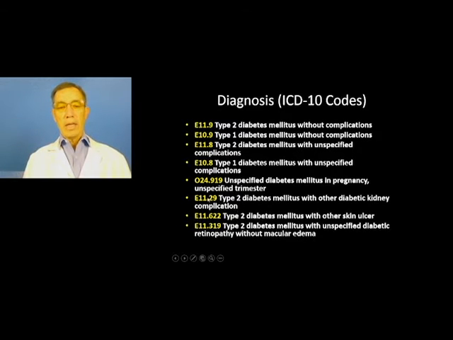O24.919. And then you can have diabetic kidney complications in a type 2 diabetic, that's E11.29. If you had skin ulcers, it would be E11.622. And with a type 2 diabetic with retinopathy or eye problems, then you'd have E11.319. So the coding for diabetes gets quite intensive and specific.